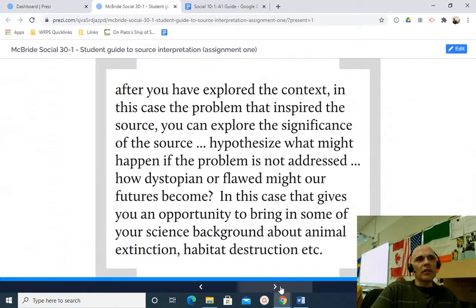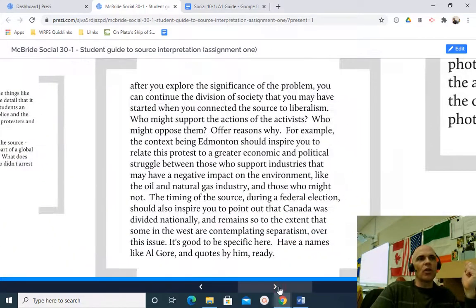After you explore the context, you can explore the significance of the source, hypothesize what might happen if the problem is not addressed. This is an easy one in an environmental source. Who might oppose the source? The division of society.